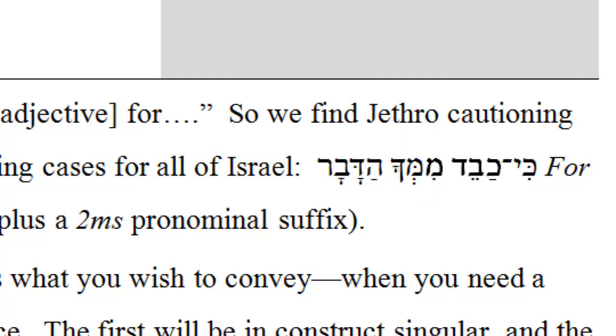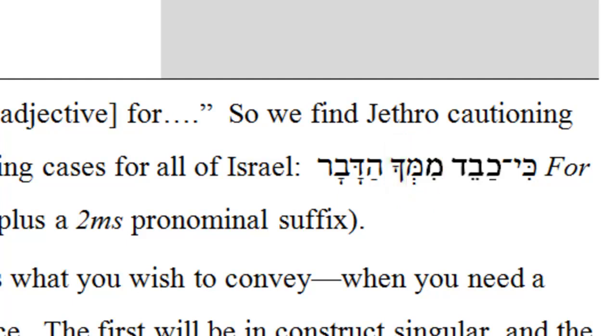Ki chaved mimcha hadavar. We have the adjective kaved, heavy, followed by the preposition min, and it is combined with a pronominal suffix, you, cha, second masculine singular.